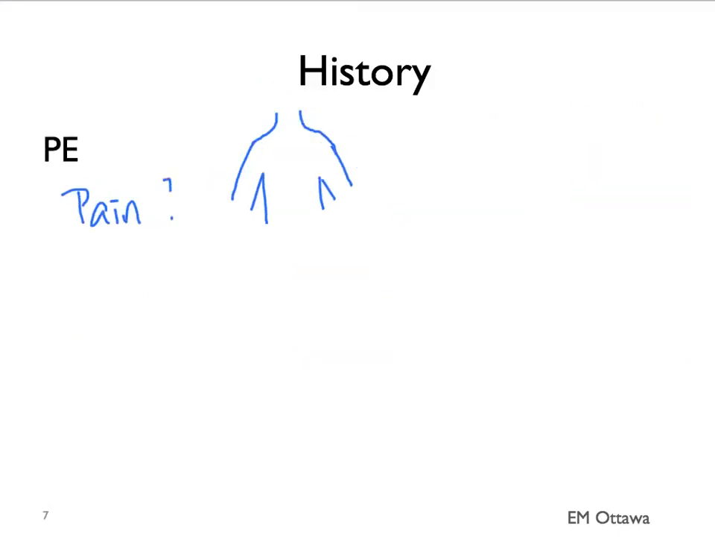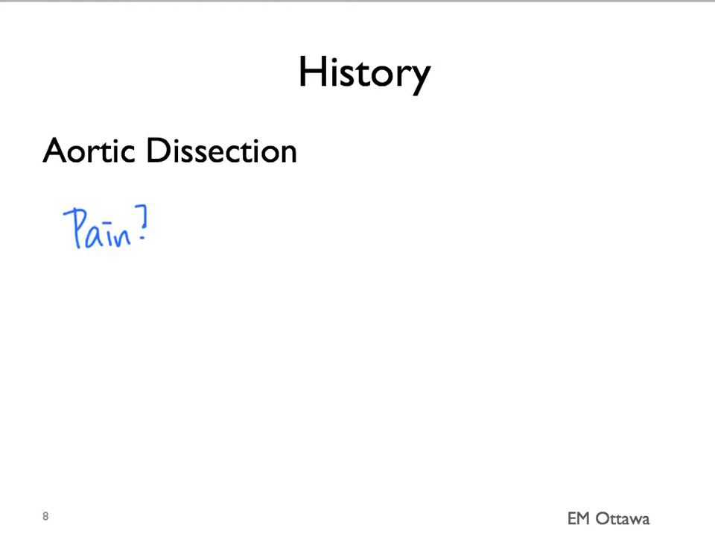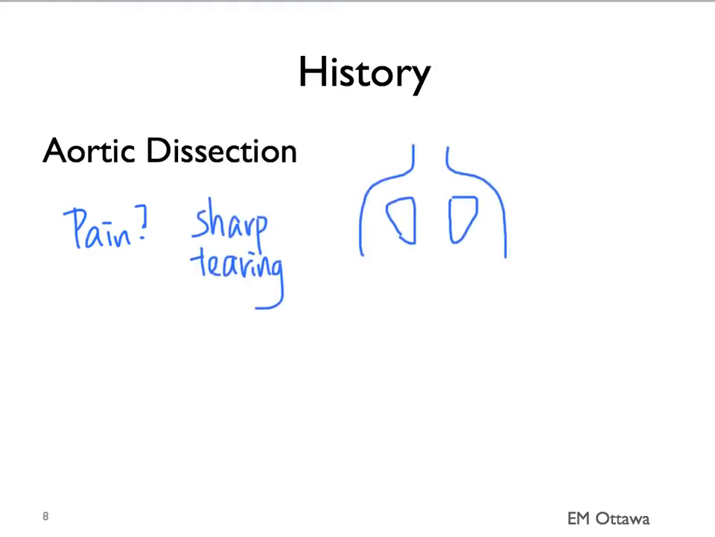For pulmonary embolism, the pain is usually on one side of the chest and typically does not radiate. The pain will increase with inspiration. Associated symptoms can include shortness of breath and syncope. The pain for aortic dissection is sharp and tearing. The pain can be mid-scapula between the 2 shoulder blades in the back. Associated symptoms can include neurological symptoms such as limb weakness.